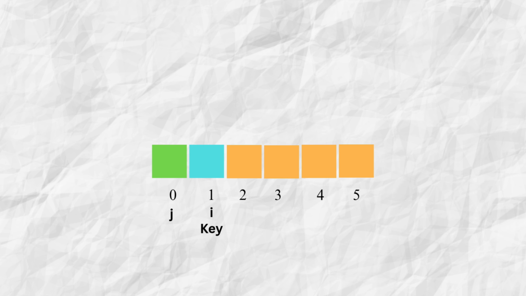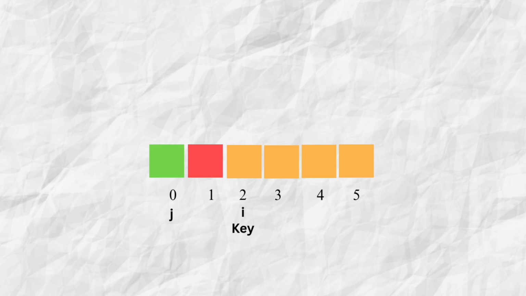The key element is compared with elements on the left side. If the element at index J is greater than the key element, then that element shifts one position to the right. J keeps moving toward the left until the correct position for the key element is found. Finally, the key element is inserted into its correct position.